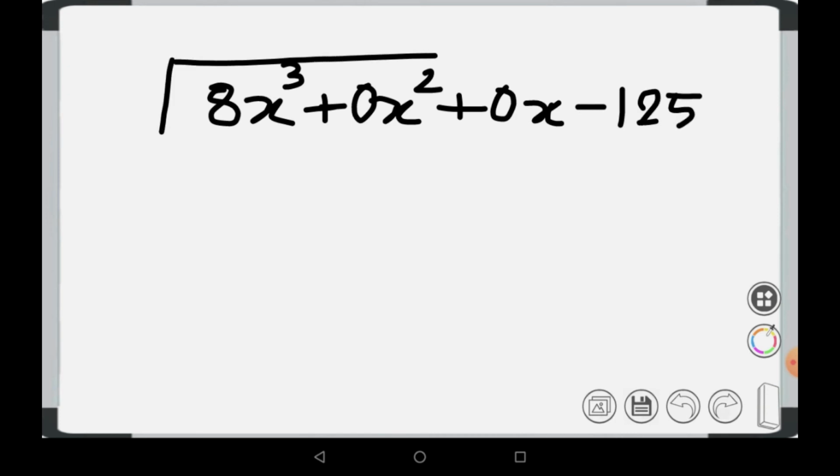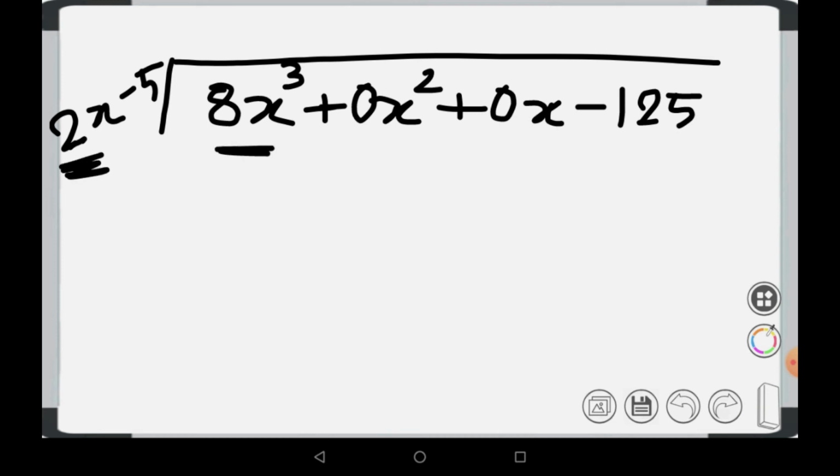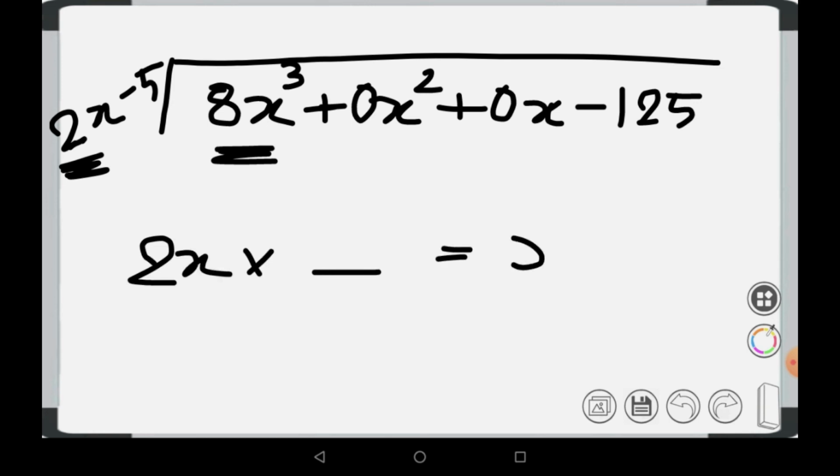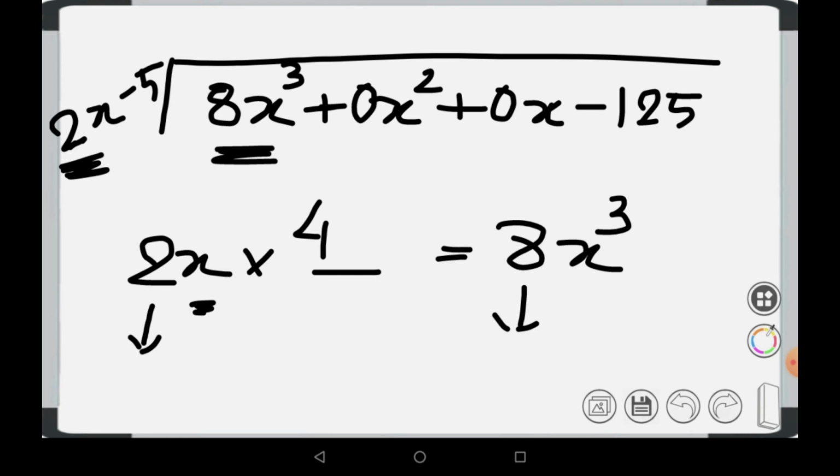Now we can divide this easily using 2x minus 5. Okay, look at the first term of the divisor and of the dividend. What will you multiply with 2x in order to get 8x cube? Look at the numbers. There is a 2 and there is an 8. So the number would be 4. Look at the powers of x. There is only 1. There are 3. So we will take x square. So we will multiply it with 4x square.